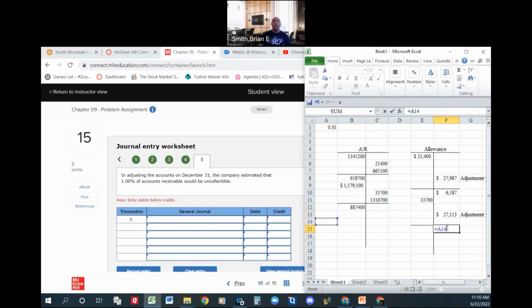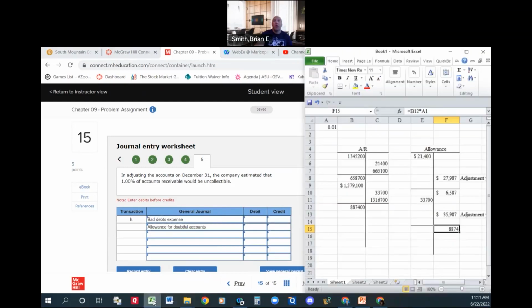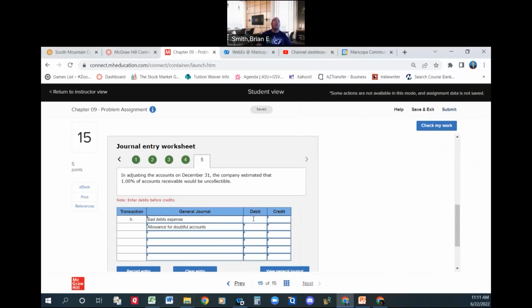We need an ending balance here of $8,874. So the way we're doing this is we are taking our credit balance here and reducing it by our debit balance to have a debit balance, and then we need to get from that debit balance to this credit balance. So let's go ahead and see if my model worked. Okay, bad debts, allowance for doubtful accounts. What was the number again? 8,874.